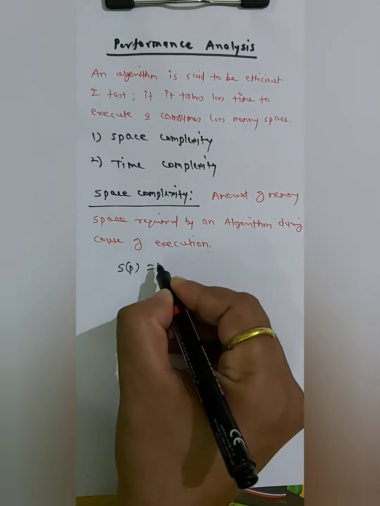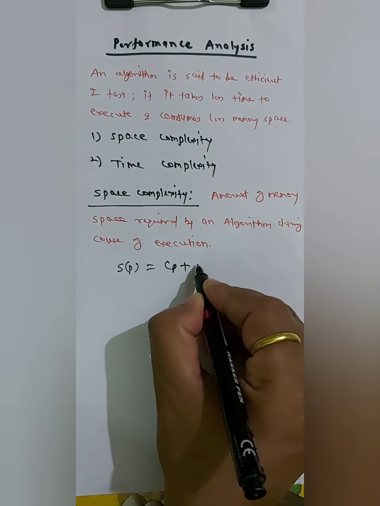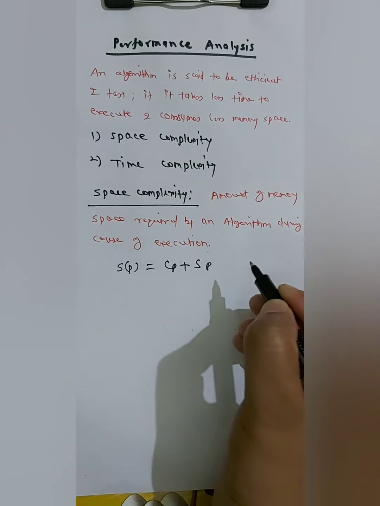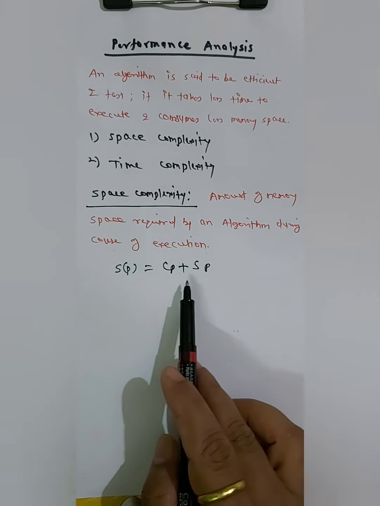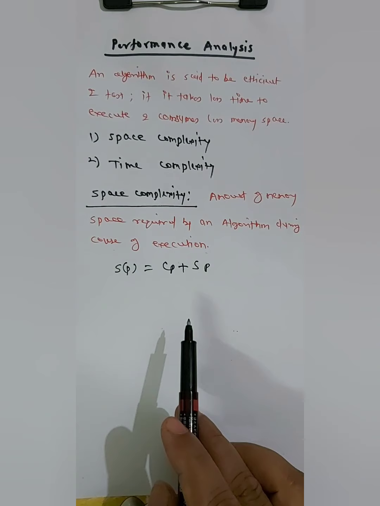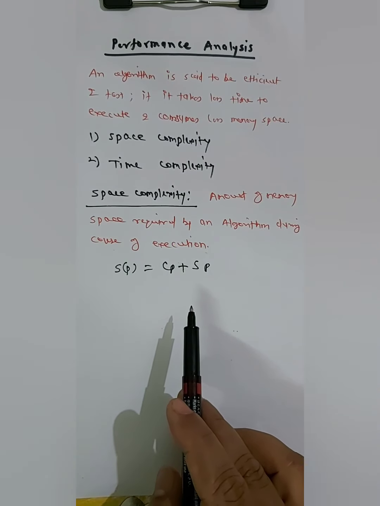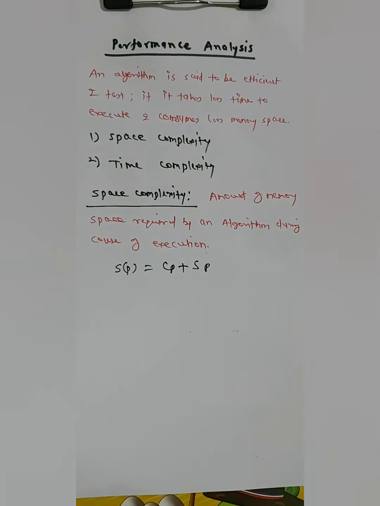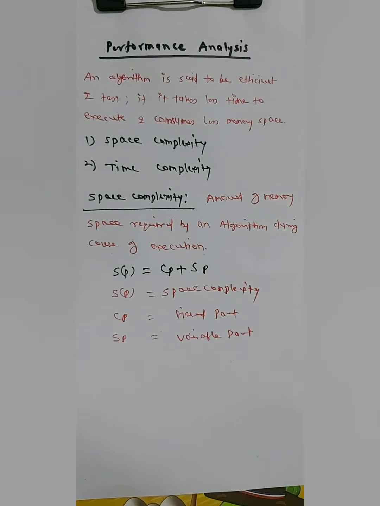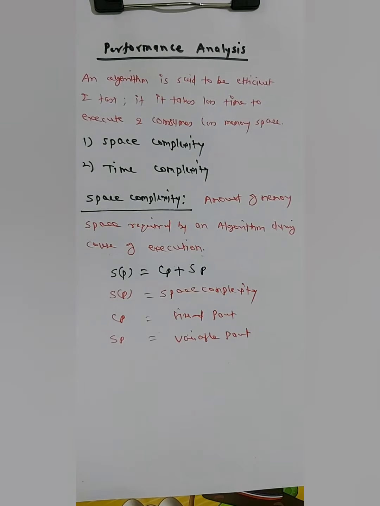S(P) is equal to C(P) plus S(P). So by the equation S(P) = C(P) + S(P), space complexity is measured by two factors, C(P) and S(P), where C(P) is a fixed part and S(P) is a variable part. Let us see one example.